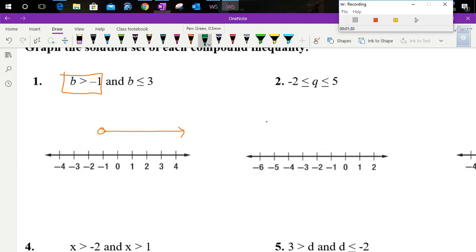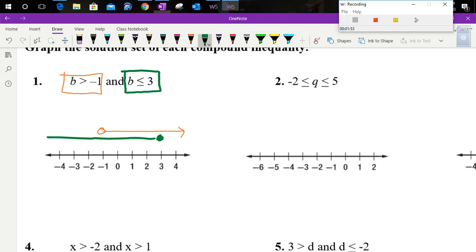Now, the second inequality that we're working with is b is less than or equal to 3. So we're going to go to the 3, and this time we're going to put a closed circle above the 3 because it has this equal in it, and it says it's less than 3, so we're going to draw our line going to the left. So we've graphed our two inequalities.